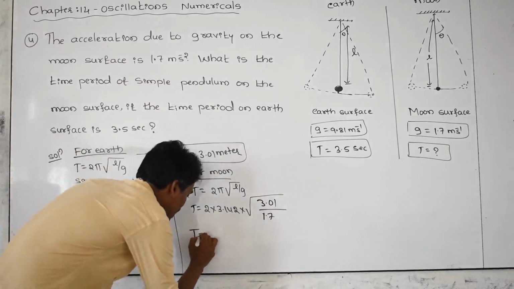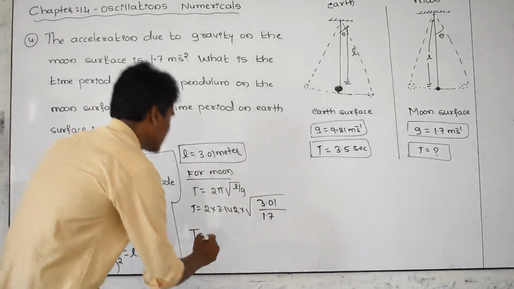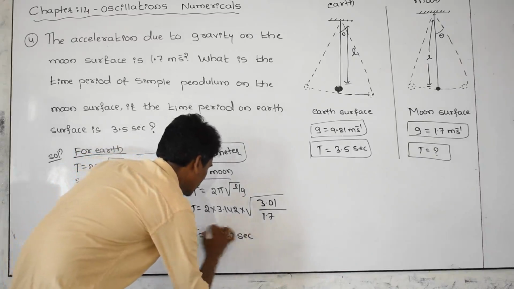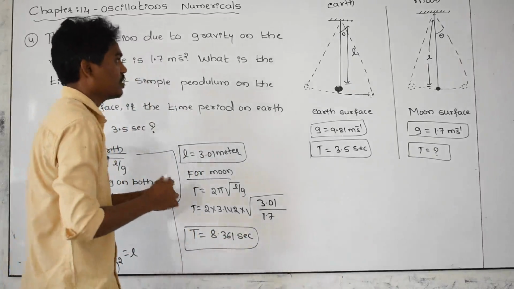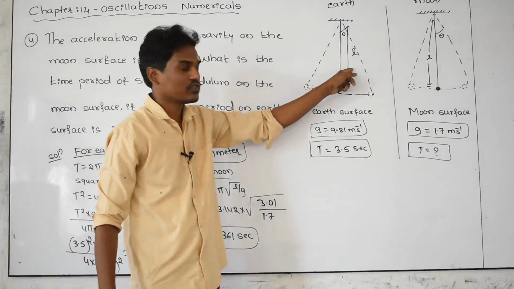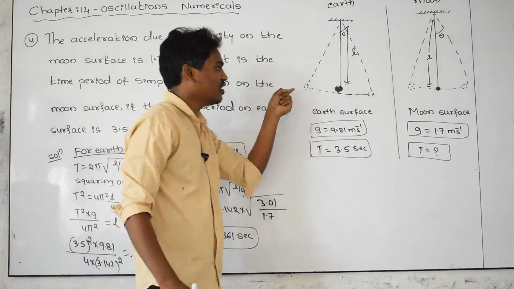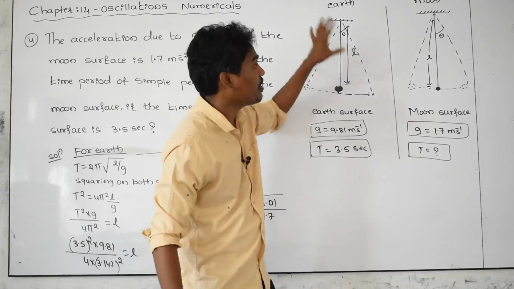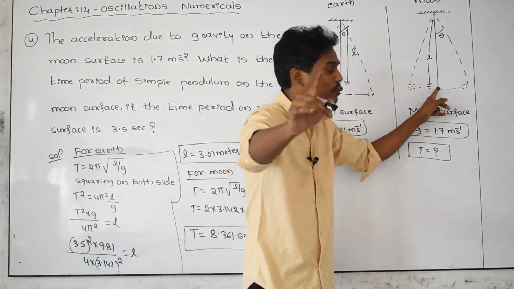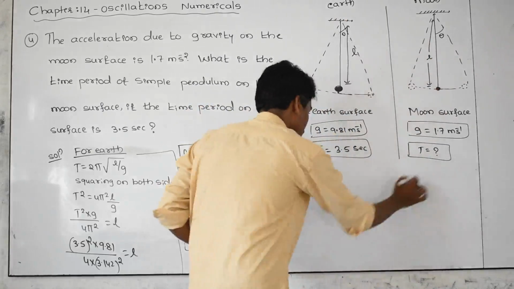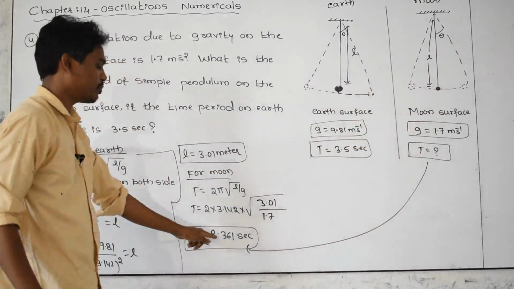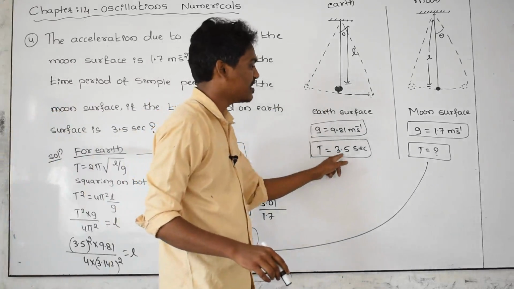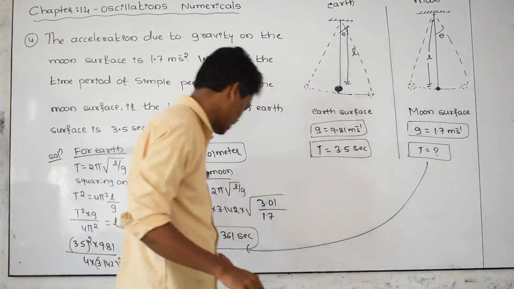Substitute all the values and find T, and you get 8.361 seconds. On the earth surface, the time taken by the body to complete one cycle is 3.5 seconds, but for the same pendulum on the moon surface, T becomes 8.361 seconds. Here it takes more time to complete one cycle.